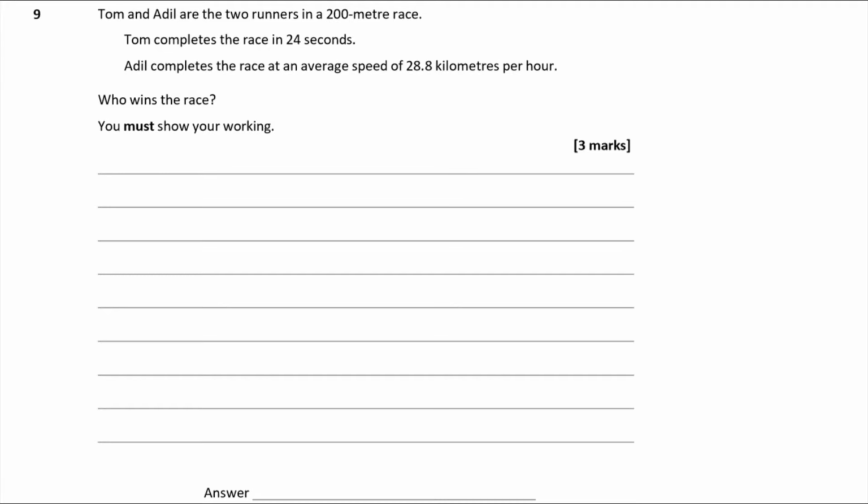Okay, well, I guess the person who wins the race is the person who runs it in the shortest amount of time. Now, Tom completes the race in 24 seconds, and we know it's a 200-meter race. Adil completes the race at an average speed of 28.8 kilometers per hour, so we should be able to work out the time it takes because we know the distance that he ran. It was a 200-meter race, and we know the speed he ran it at. So the only thing we don't know is time, isn't it?